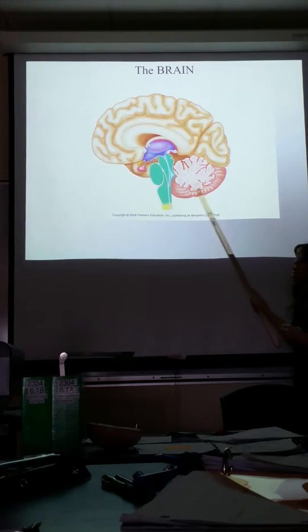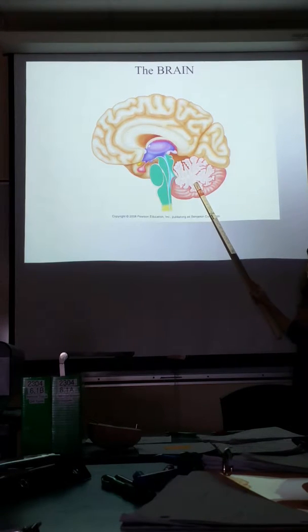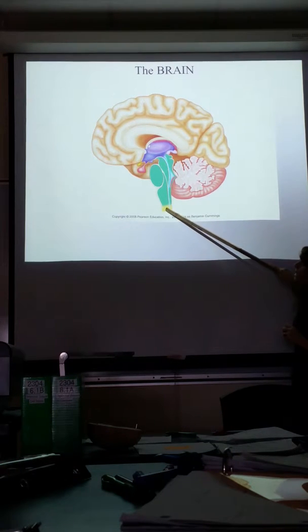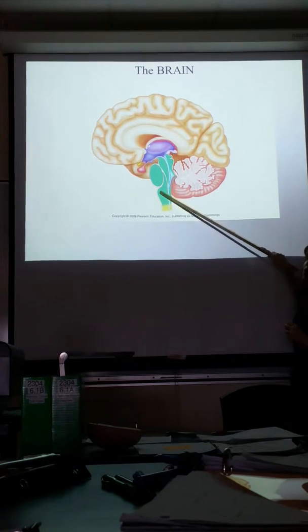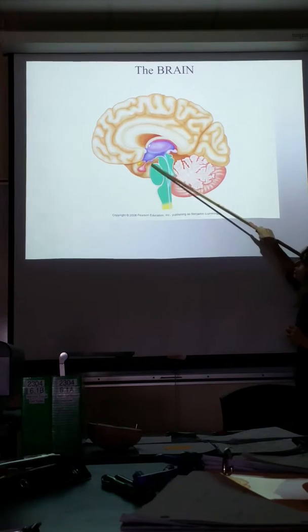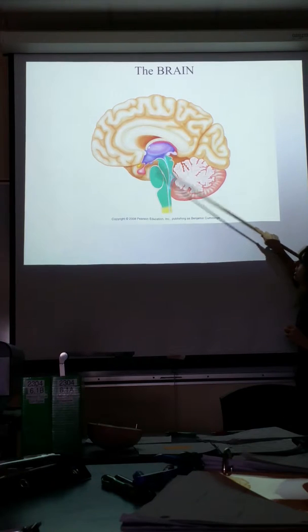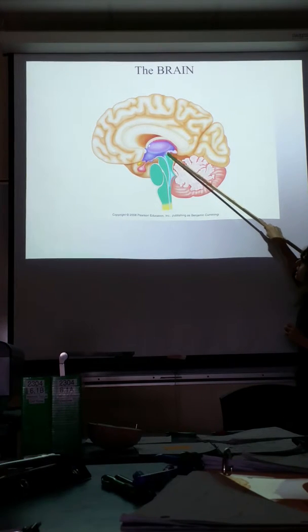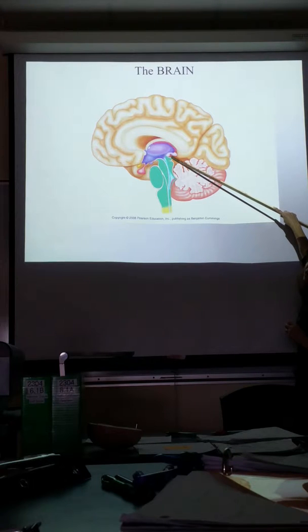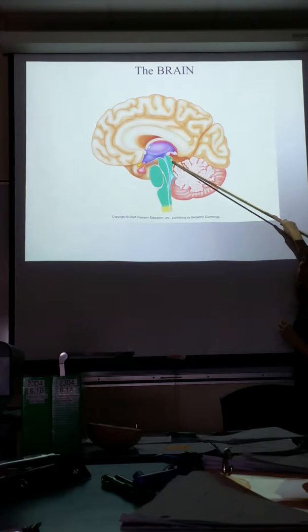What is this region of the brain called? Cerebellum. What is this yellow region? Spinal cord. What is this bulge? Medulla oblongata. What is this region right here? Pons. What is this region? Midbrain. What is the top bump of the midbrain? Superior colliculus. What is the bottom bump? Inferior colliculus.